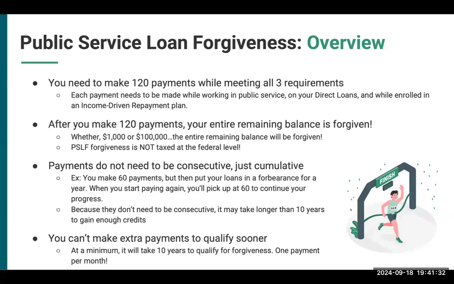The easiest way to think about it is this. In any given calendar year of 12 months, the maximum amount of PSLF credits you can receive is 12. So if you can only receive 12 a year, right, and you have to get to 120 total, you're all very smart and can do the math, that's 10 years minimum, right, before you'd be eligible to receive forgiveness. And that would be if you were making them consecutively, which again, you don't have to, okay?